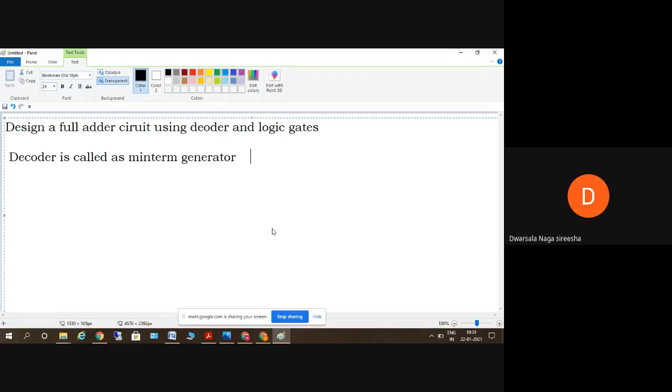Yes, sir. Now what we have to do is design a full adder using decoder and logic gates. First of all, I need the truth table for the full adder, with inputs and outputs columns. We will have 3 inputs for a full adder and 2 outputs, sum and carry. We did this yesterday. So we'll write the input combinations here.